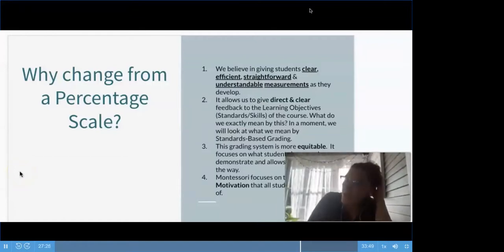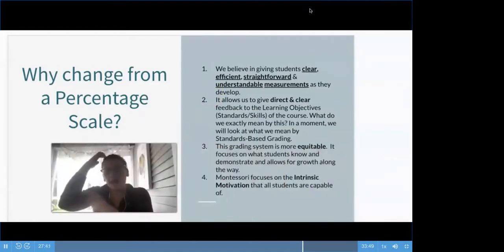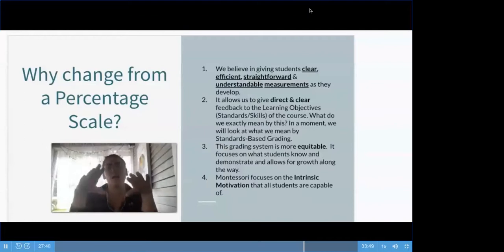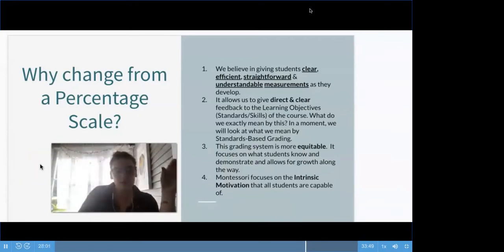This standards-based grading allows us to give feedback on those learning objectives that come right from the standards, the Minnesota State standards. You know, what does it mean by this? And the grading system is more equitable. And Montessori focuses on this intrinsic motivation that the standards-based grading fosters. So we're seeing now a more direct lineage from what she wrote so much about in the elementary. And now it's flowing more directly throughout the high school, all the way until 12th grade.